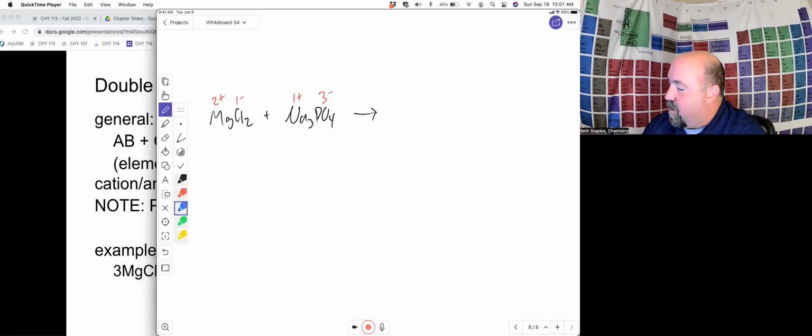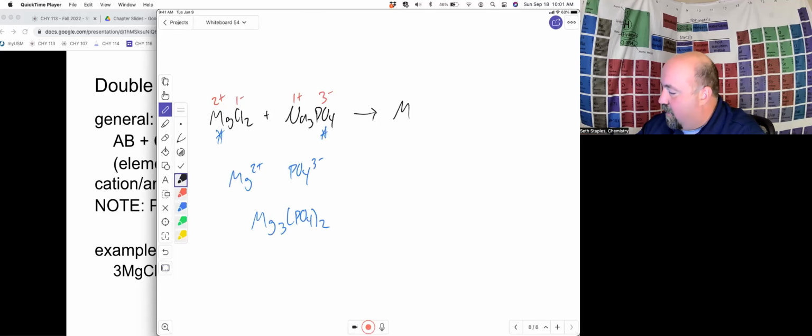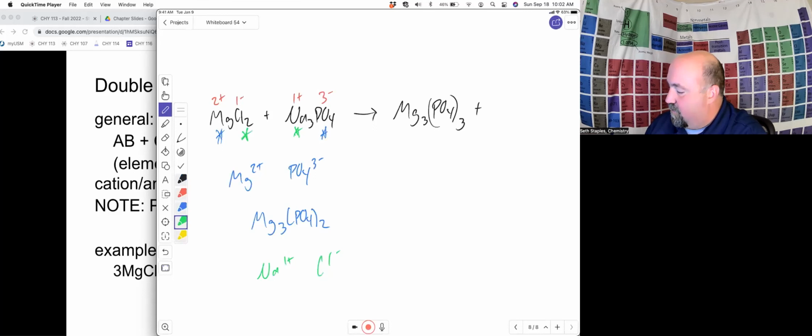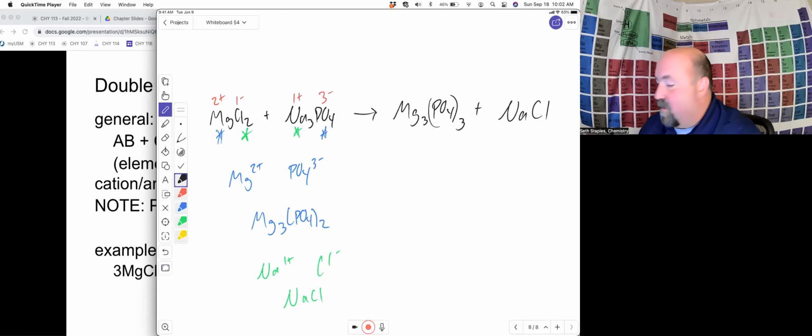And so if we start to look at our new combinations, one new combination is our magnesium coming together with our phosphate. So that's Mg with a 2 plus charge, PO4 with a 3 minus charge. When those come together, it's going to be Mg3(PO4)2. So that's one of our new products. Our other possibility is if the Na comes together with the Cl. So that's Na with a 1 plus and Cl with a 1 minus. And we know those are going to come together as NaCl. So there's our other product. And so now we have our products. Let's just clean this up a little bit.